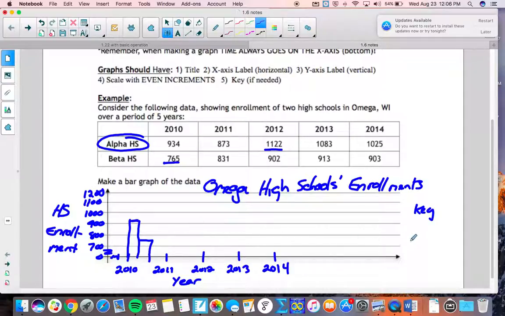I'm going to say that an open bar like that, with no shading or coloring, is alpha high school. And on this one right here, I'm going to put some pretty lines. I'm going to say that's beta high school.